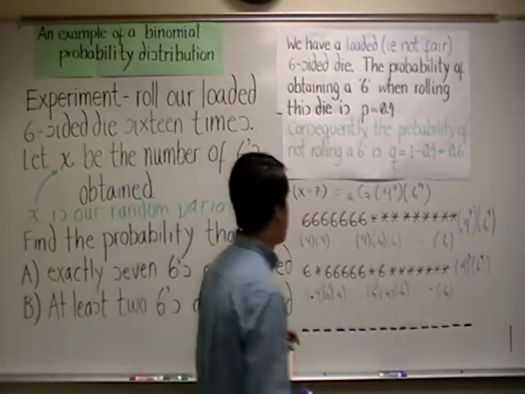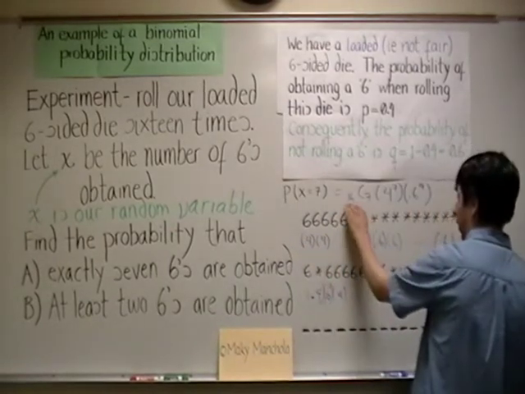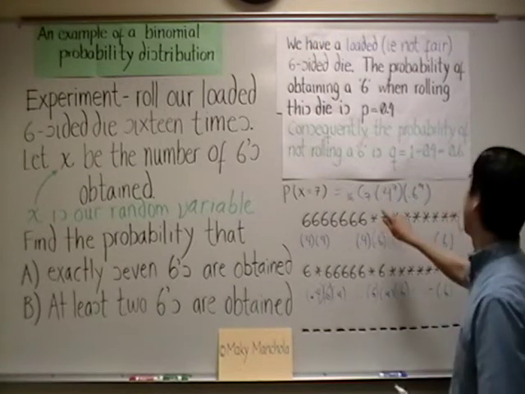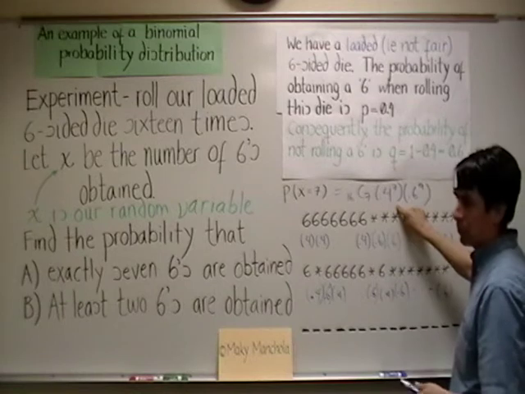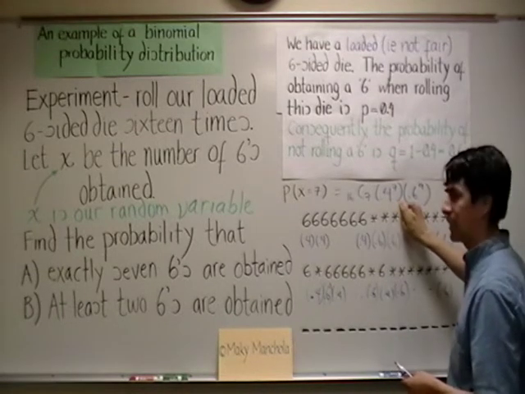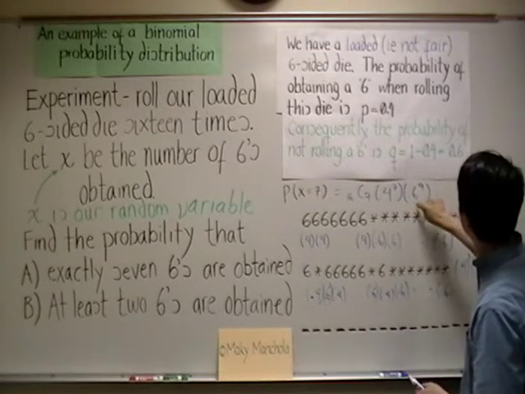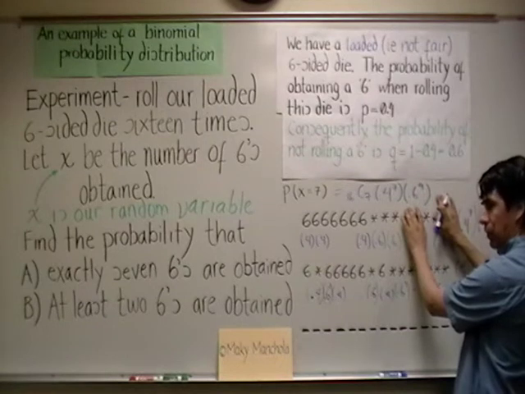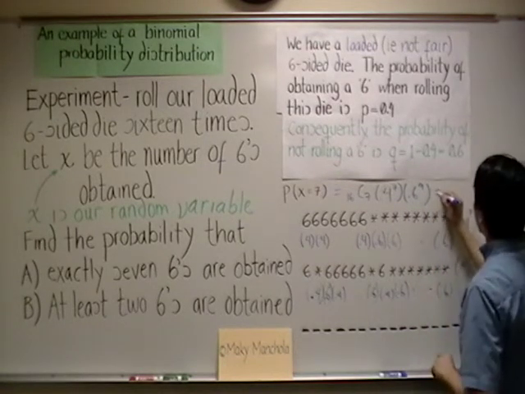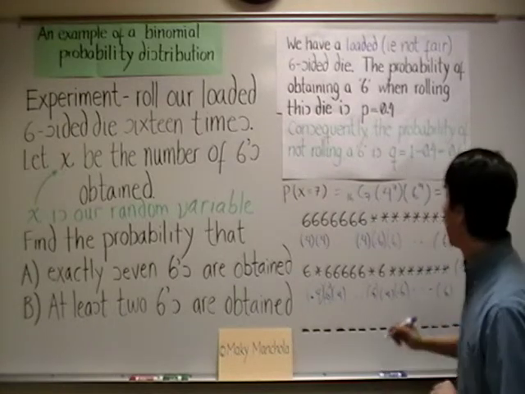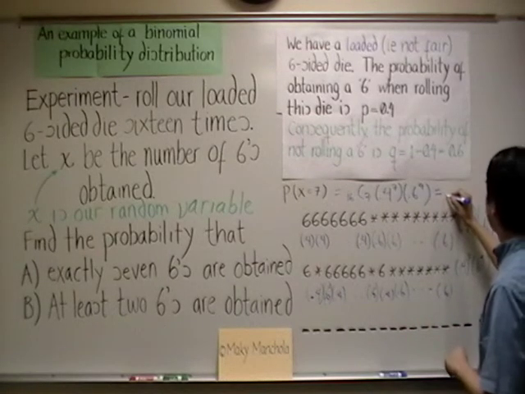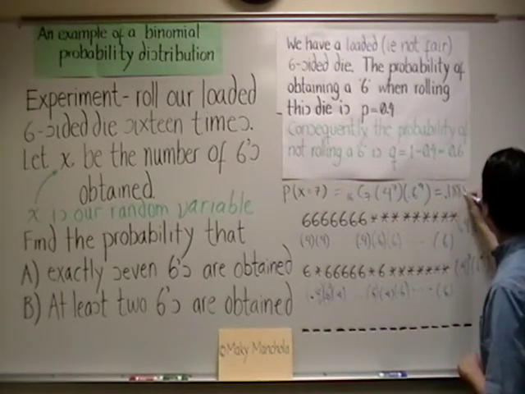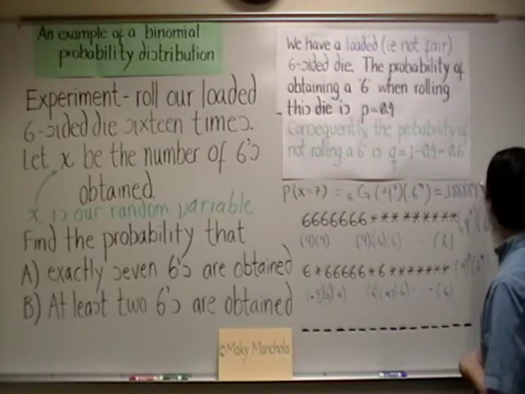Now, earlier I did the calculation of this. I did 16 choose 7, which gave me 11,440, times 0.4 to the 7th, which is 0.00163 and some change, times 0.6 to the 9th, which is 0.01007 and change. Now, when you perform the calculation all together, you get that the probability of obtaining exactly 7 sixes is 0.1888892 and some change.